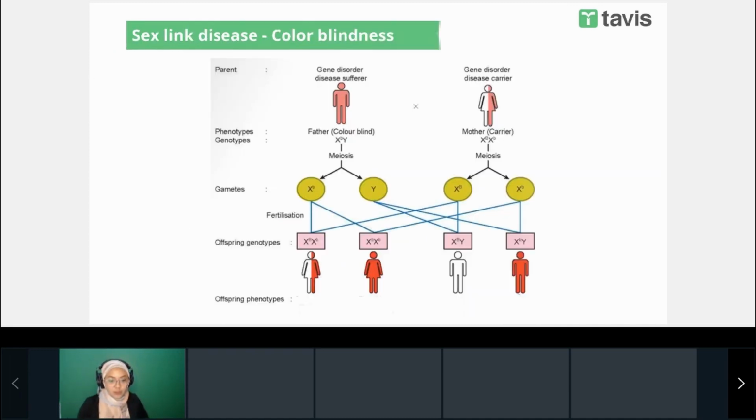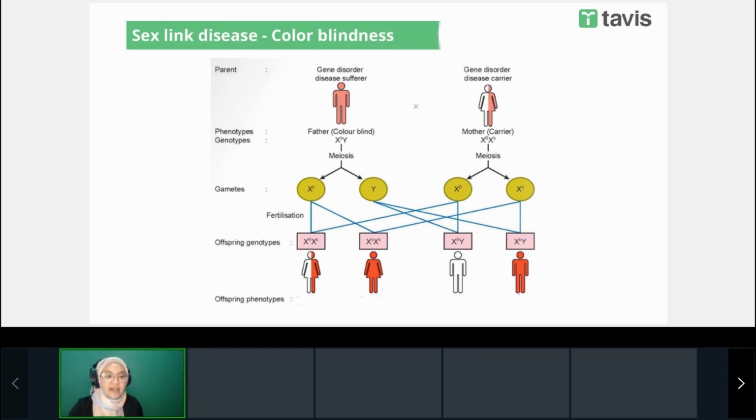Usually, gene disorder disease affects males more than females because females have two X chromosomes. So if one is already dominant, and the other is recessive, it's still okay. They just become a carrier. But males only have one X chromosome. Let's say if that X is recessive, then they become infected. They get the disease already. They are not becoming a carrier.